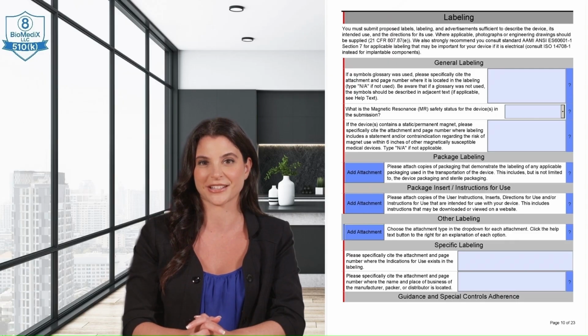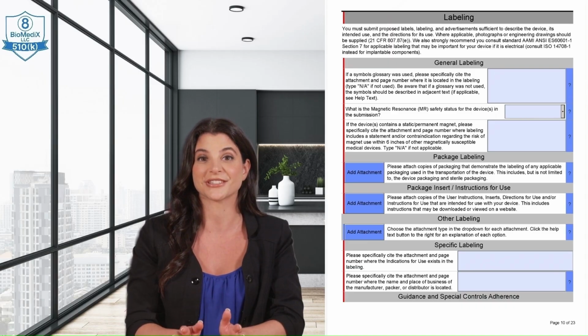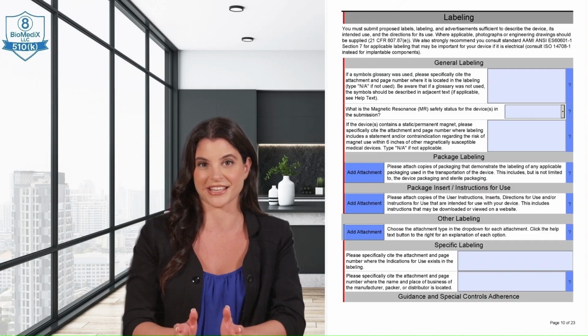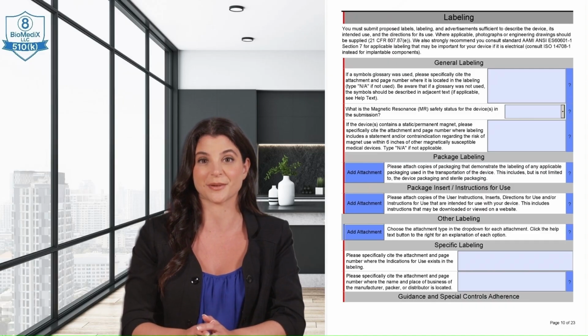For other labeling, you choose the attachment type from a drop-down. Under Specific Labeling, you must cite the attachment and page number where the indications for use exist in the labeling and where the name and place of business of the manufacturer, packer, or distributor is located. You must confirm that your uploaded labeling documents show consistency with your indications for use and device description. Additionally, you'll need to verify that your labeling aligns with any relevant special controls or guidance documents.